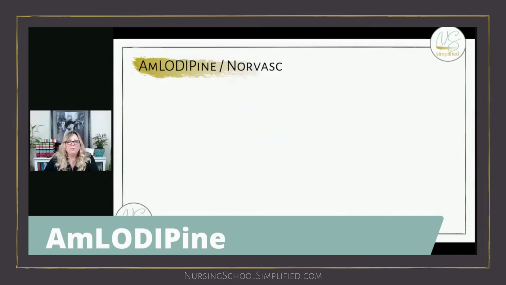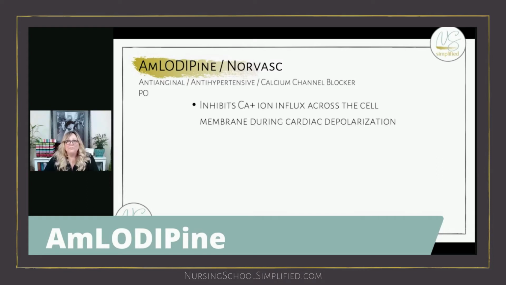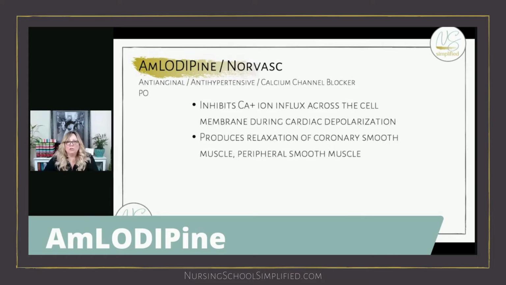Amlodipine is the generic name, and the trade name is Norvasc. This is an antianginal and antihypertensive medication, and its chemical class is calcium channel blocker. And this medication is given PO, which is orally. So it inhibits the calcium ion influx across the cell membrane during cardiac depolarization. And it also produces a relaxation of the coronary smooth muscle and peripheral smooth muscle. So that is going to work on the blood pressure.